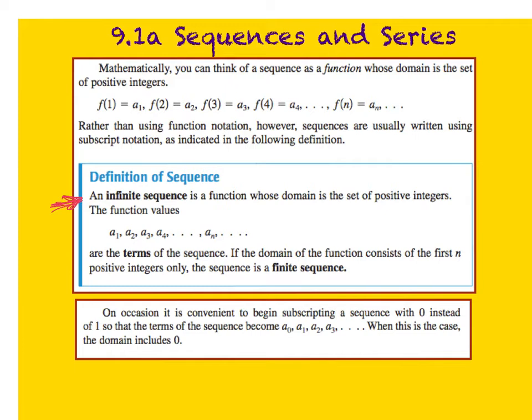An infinite sequence is a function whose domain is a set of positive integers. The function values A sub 1, A sub 2, A sub 3, A sub 4 are the terms of the sequence. If the domain of the function consists of the first n positive integers only, the sequence is a finite sequence.